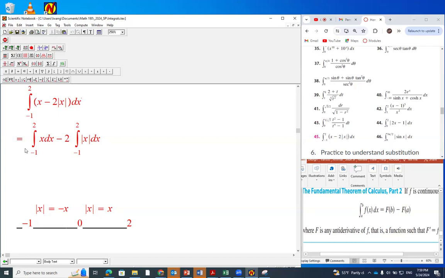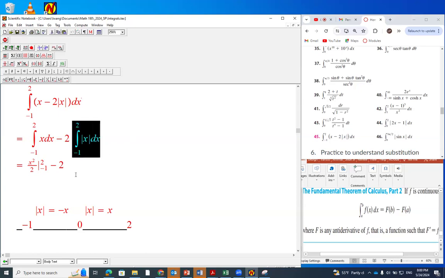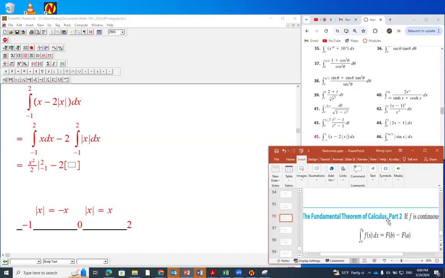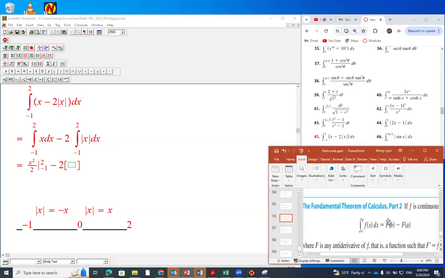So for the first one, it's pretty straightforward. The antiderivative for x is x squared over 2, and the limits you just plug in: there's a -1 and there's a 2. We're going to follow the fundamental theorem of calculus part 2. Then -2 on this part, I'm going to separate the interval. And here is the rule, right there.